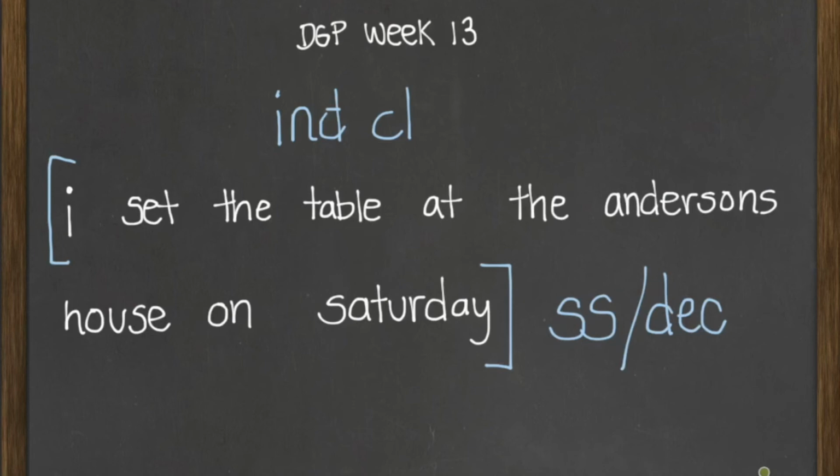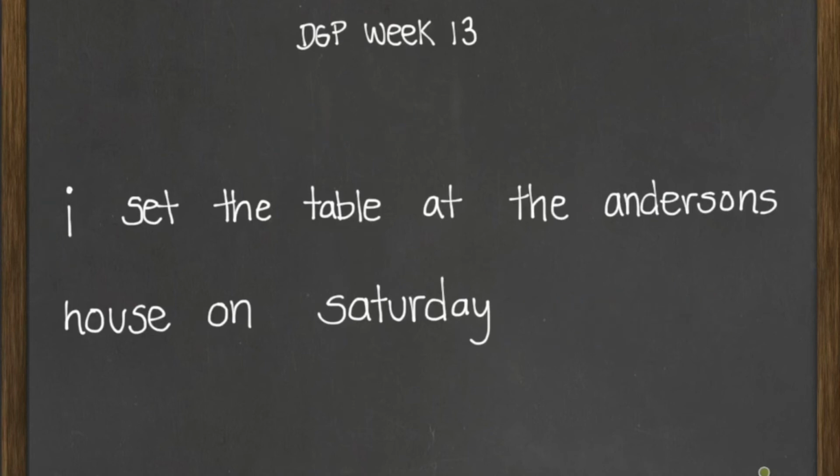Let's do some punctuation. The first thing that I'll do with punctuation is capitalize the first word of my sentence. Let's see if there's any other proper nouns that need to be capitalized. There are two. Anderson's, this is a person's last name, and Saturday, this is the day of the week. Now we need some end punctuation. We said it was a declarative sentence. We'll end with a period.